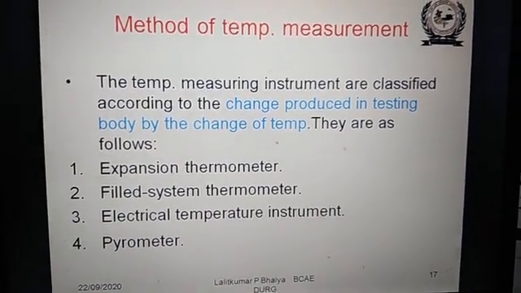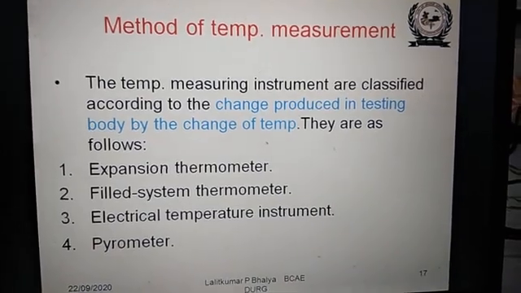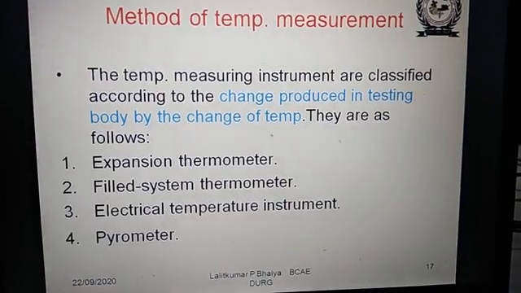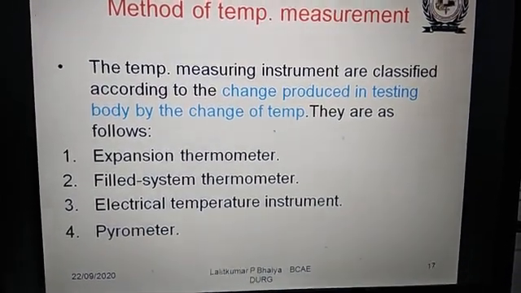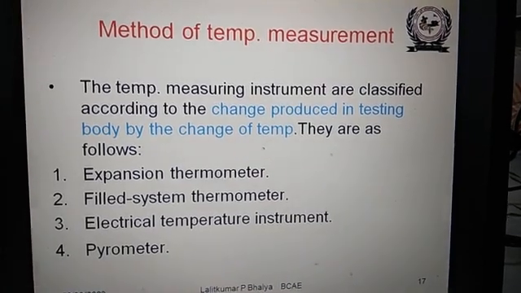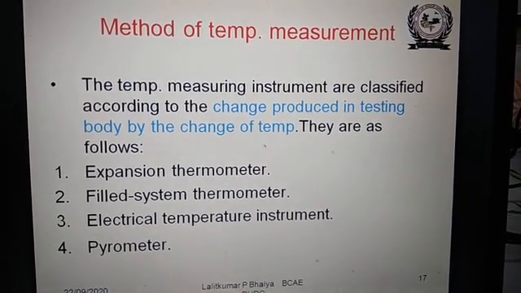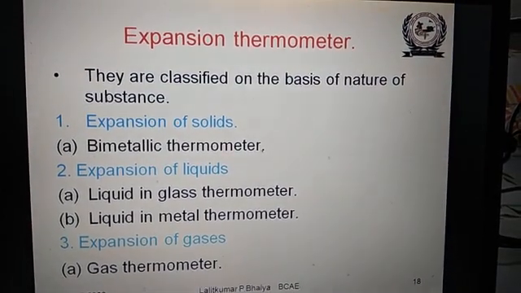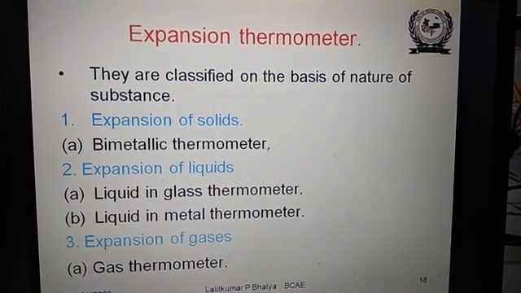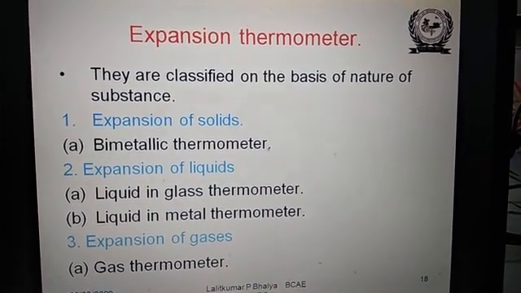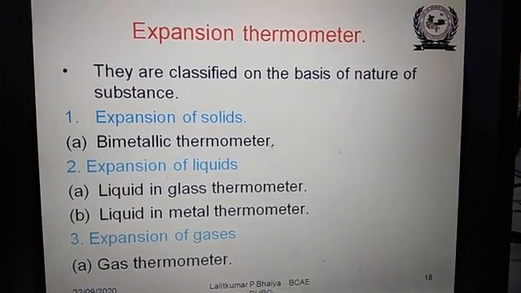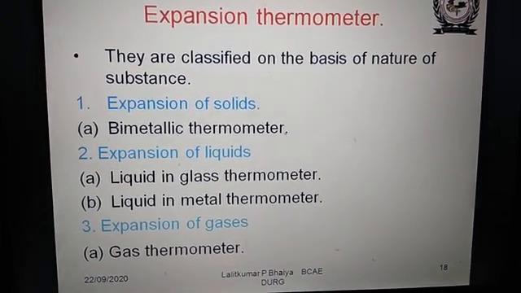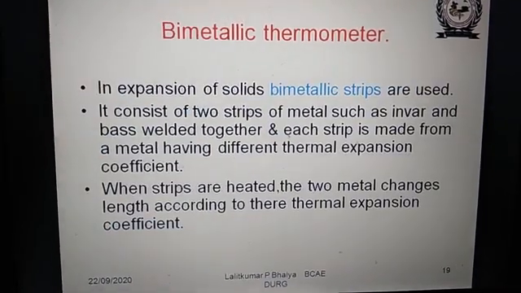Then these are the temperature measurement methods. The temperature measuring instruments are classified according to the change produced in testing body by the change of temperature: expansion thermometers, filled system thermometer, electrical temperature instruments, and pyrometer. In expansion thermometers, expansion of solids, that is bimetallic thermometer we have seen. Expansion of liquids: liquid in glass thermometer, liquid in metal thermometer, and expansion in gases, gas thermometer.